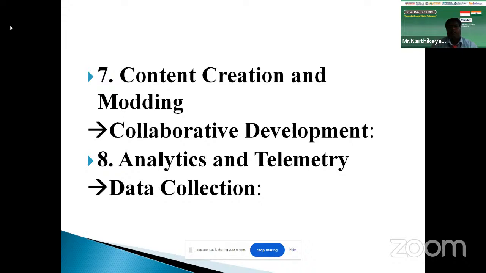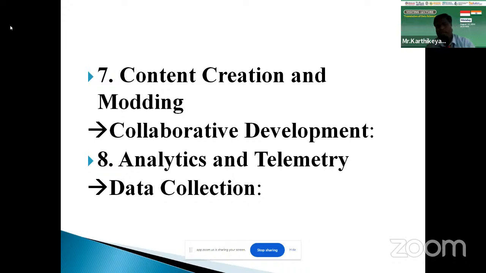Next one, content creation and modding. This follows the collaborative development concept. Actually, this is a distributed system to enable collaborative content creation and modding communities. Platforms like Steam Workshop allow users to share and contribute game modifications and content, often using distributed version control systems to manage the contributions.